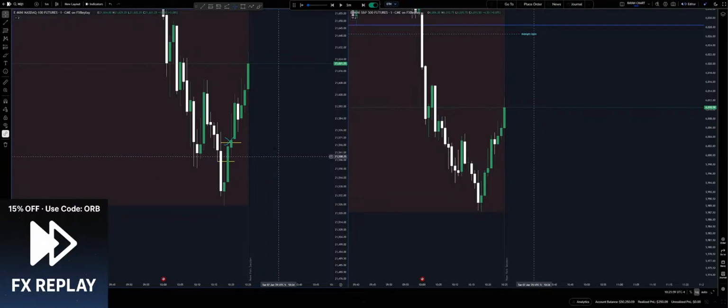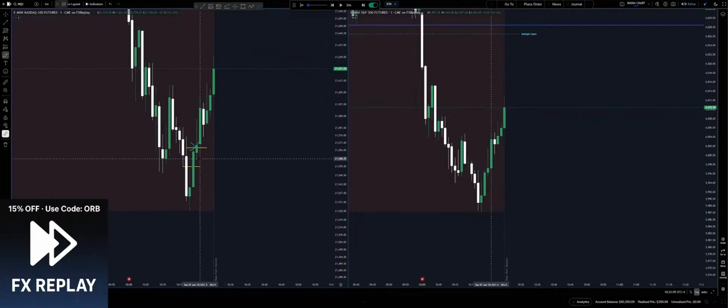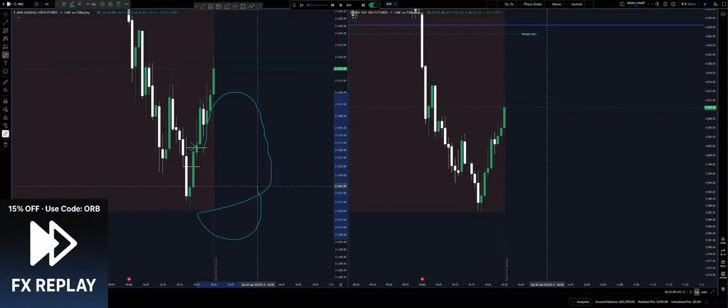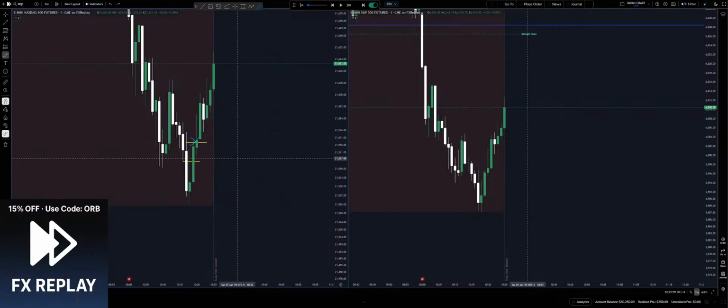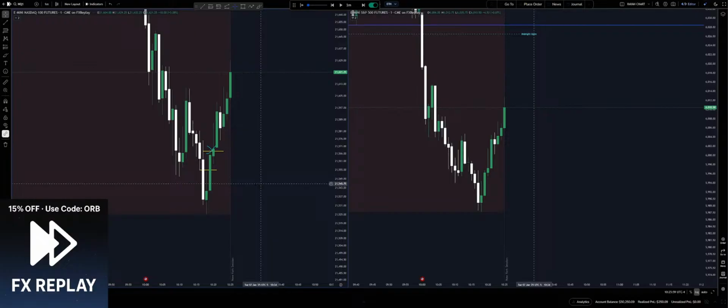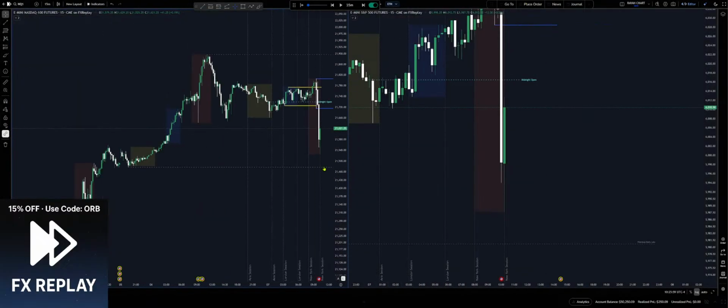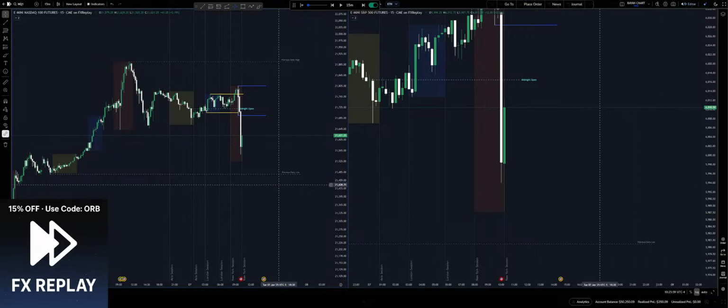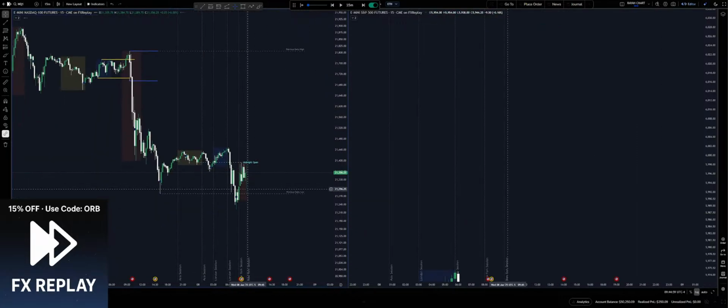So what do we do in this instance? We will wait for the price to resweep the recent low and then give us an inversion fair value gap to go for a long. Okay, that's pretty much it. If there's any question, please let me know, but I think it's pretty simple.